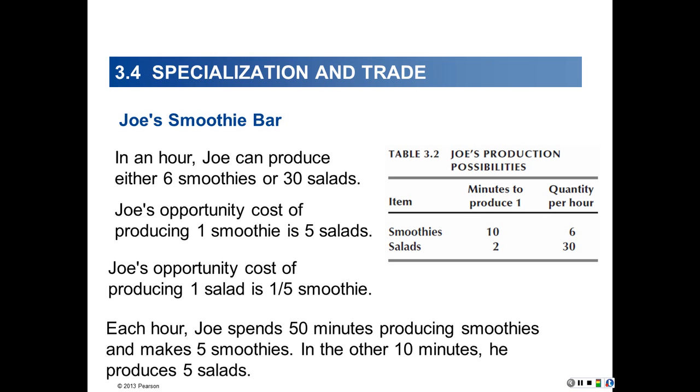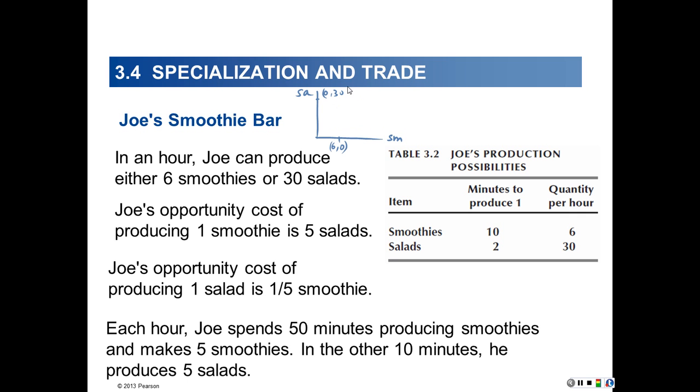Well, let's draw that quickly. So this is the smoothie axis, and this is the salad axis. So what would be the coordinates of the endpoint on the smoothie axis? 6, 0. Isn't that right? 6, 0. And are you all with me here? Because he can produce 6 smoothies, no salads, right? Or he can go and produce 0, 30.